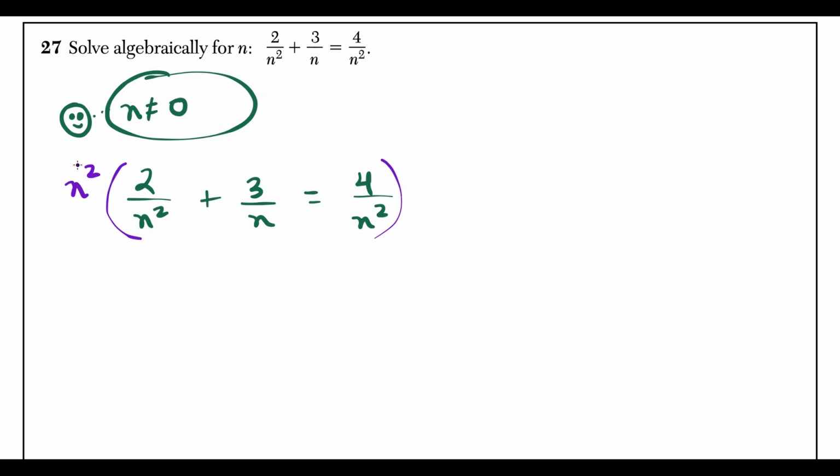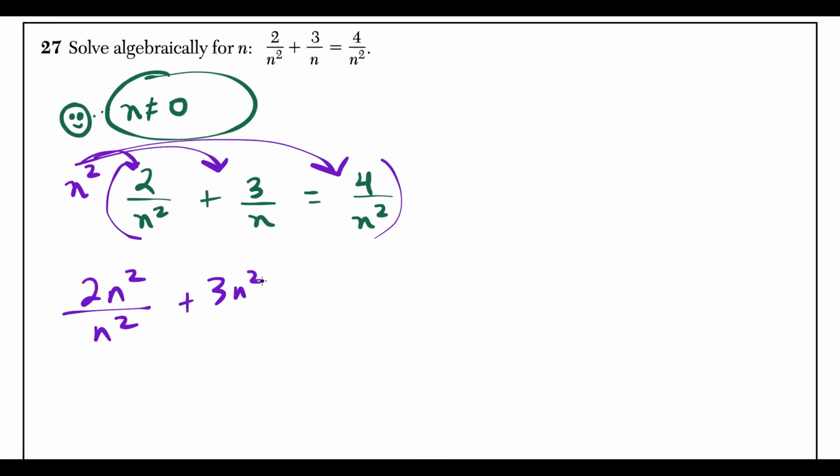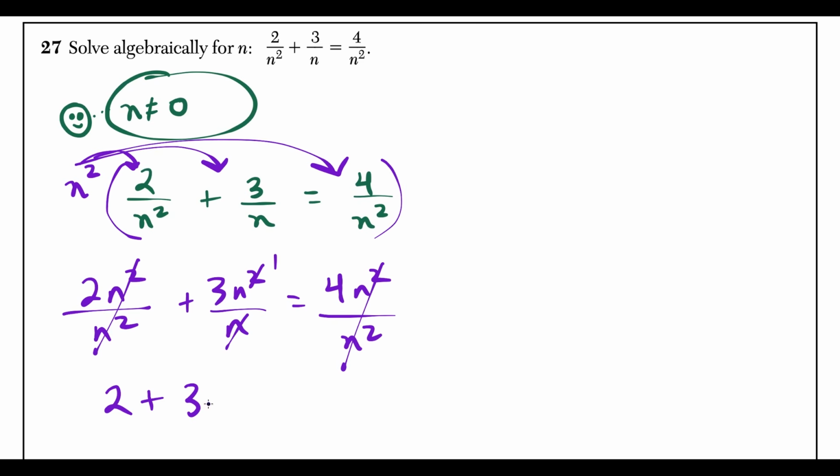So now what I'll do is I'll distribute this to all three here like this, and now what we have is 2n squared over n squared plus 3n squared over n, and this is equal to 4n squared over n squared like this. So now this is going to cancel out. This one will cancel out completely as well, and we'll have 2 plus 3n squared over n. This is going to simplify to n to the first, and this one's going to cancel out completely. So I have 2 plus 3n to the first, or just 3n, is equal to 4.